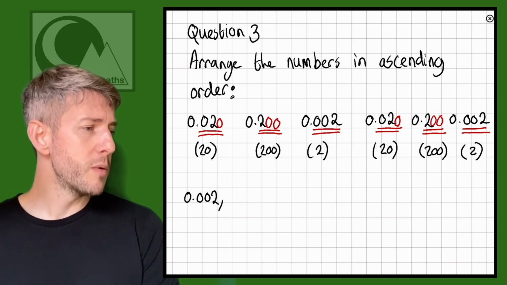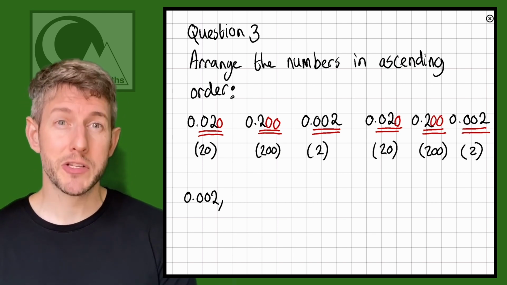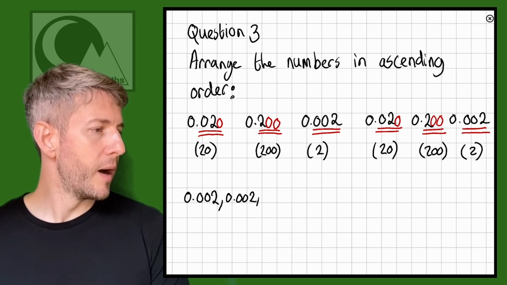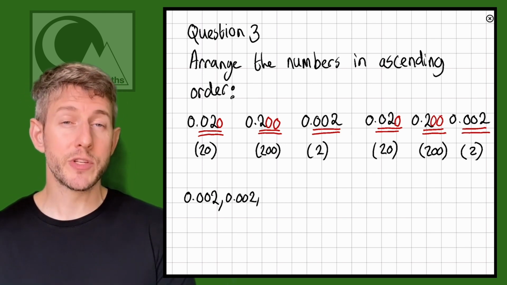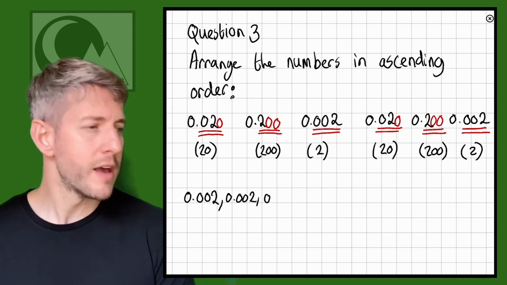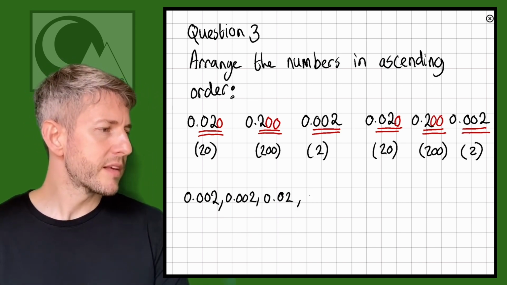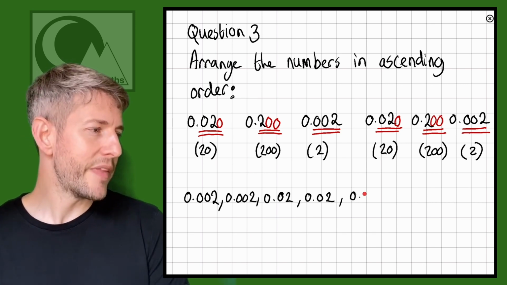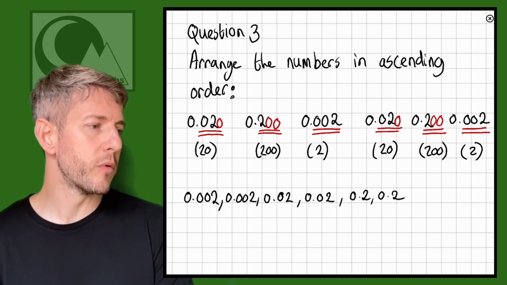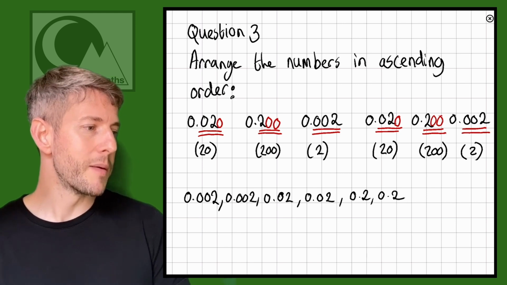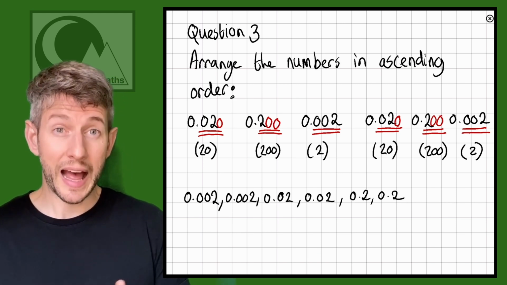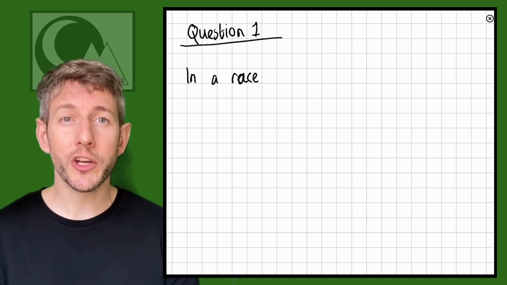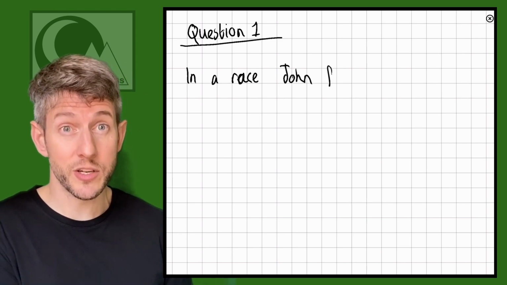So we've got 2 of them, so it's going to be 0.002, 0.002, and then we've got our 0.020, which are kind of like 20s. So we've got 2 of them, so 0.020, 0.020, and then lastly, our biggest numbers are going to be the ones which look like 200s. So we've got 0.2 and 0.2. Great.